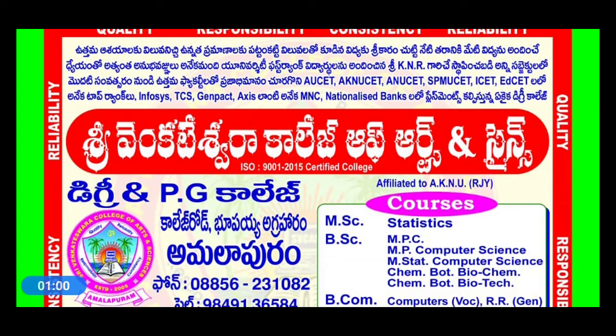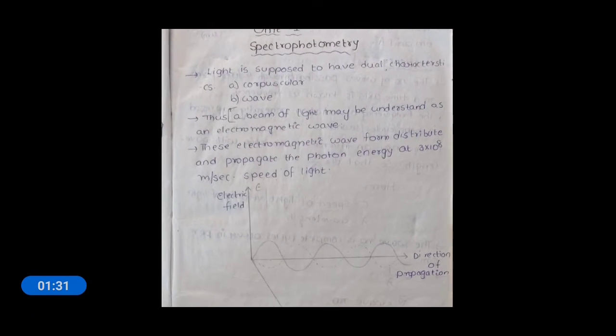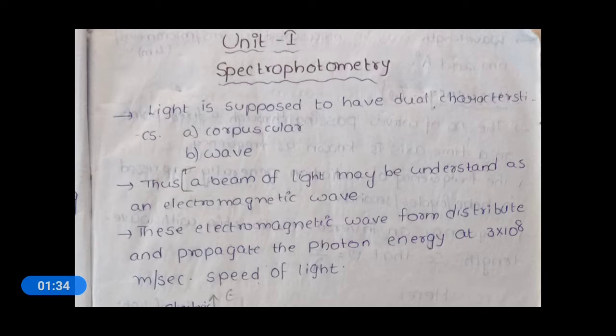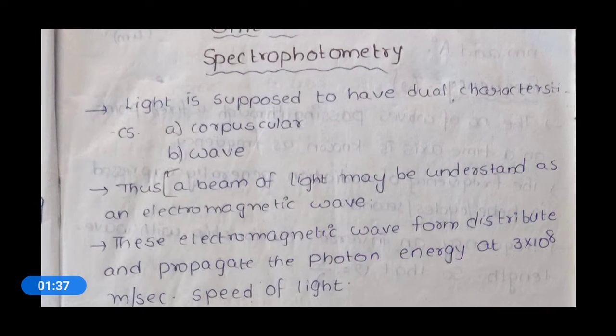So let's start with unit 1, that is spectrophotometry. In this we will see Beer-Lambert's law and deviations from Beer-Lambert's law, and we will see UV visible spectrophotometry and also colorimetry. So let's start with the first topic: spectrophotometry, and what is the light source for spectrophotometry.